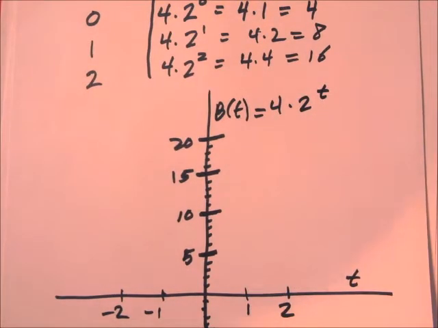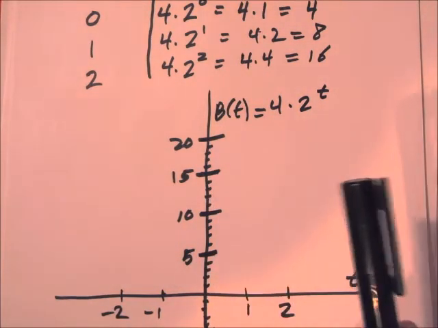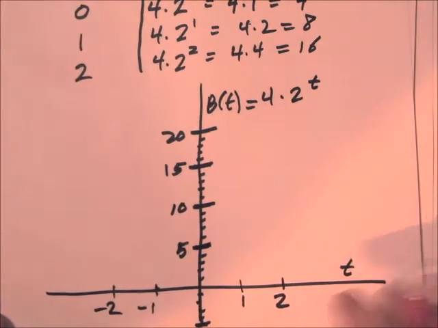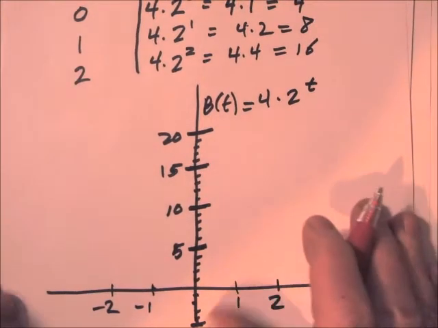Okay, so I drew the coordinate axes and did the scales. I made the scales to fit on the page, so I scaled the T differently than the B because the numbers were bigger for the B scale. I just scaled it to fit on the page. Okay, so then we can plot the points.